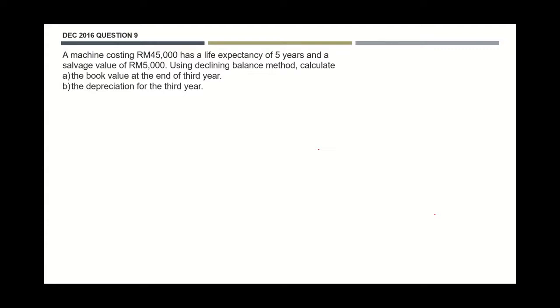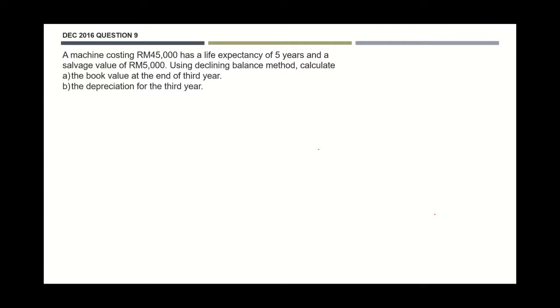Okay, question number 9. It says here a machine costing 45,000 has a life expectancy of 5 years and a salvage value of 5,000. Using the declining balance method, calculate: first, you are asked to find the book value at the end of the 3rd year. And then the second one is to find the depreciation for the 3rd year, meaning the annual depreciation for that particular year, so the annual depreciation for year 3.